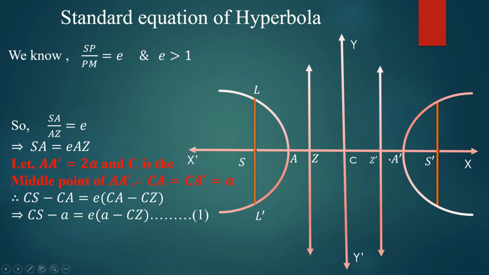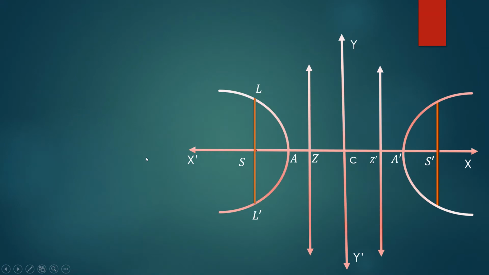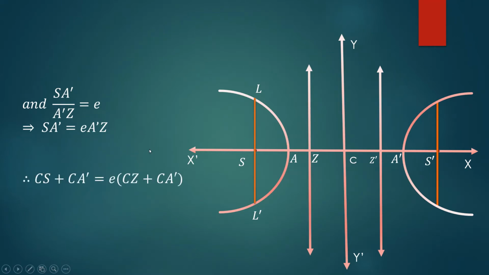Similarly, you can write SA prime by A prime Z is equal to e, and cross multiplying, we get SA prime is equal to e A prime Z. And we can separate SA prime into CS plus CA prime and A prime Z into CZ plus CA prime. Putting the value of CA prime, we get a plus CS is equal to e into CZ plus a. And mark this equation as 2.